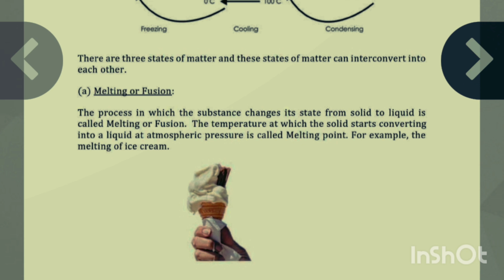First thing is melting or fusion. The process in which a substance changes its state from solid to liquid is called melting or fusion. The temperature at which the solid starts converting into a liquid at atmospheric pressure is called the melting point. Example: the melting of ice cream, you can see in the picture here.